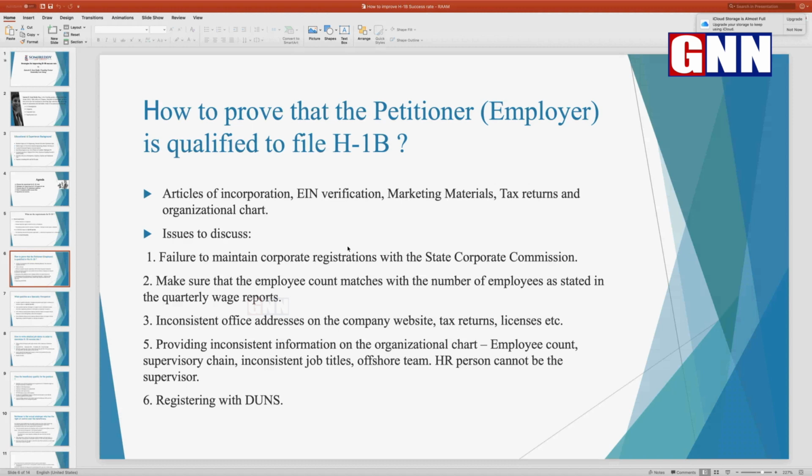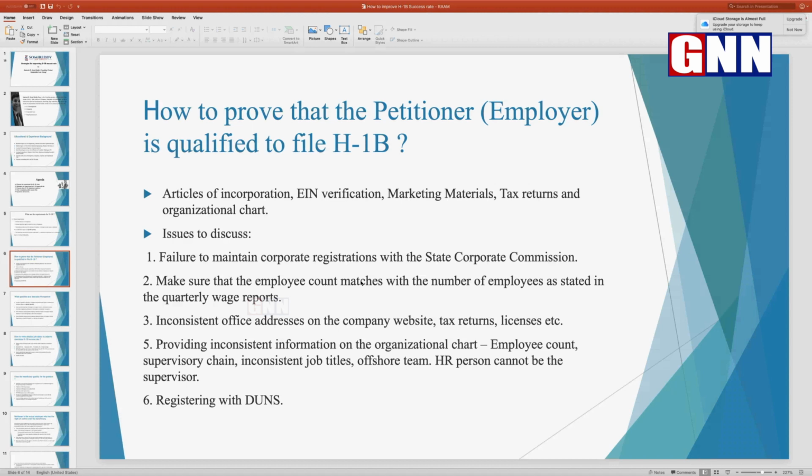The second pitfall that I see regularly is that the employee count on the 129 form does not match their quarterly wage reports. Sometimes employers include 1099s or contractors, or they fail to include W2 employees in the employee count. That could also affect the petition. So it's better that the employer looks at the quarterly wage reports, which will have the exact number of employees working on W2 for the petitioner, and then uses that number on the 129 form.